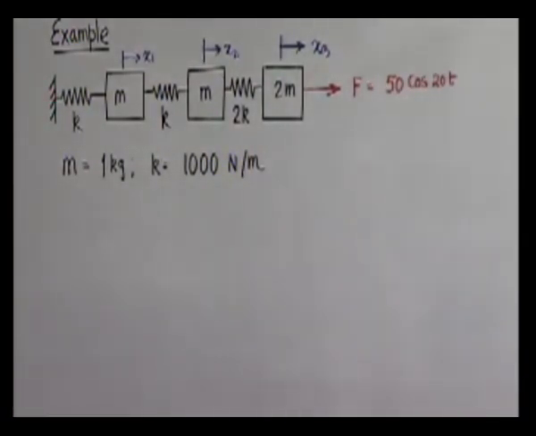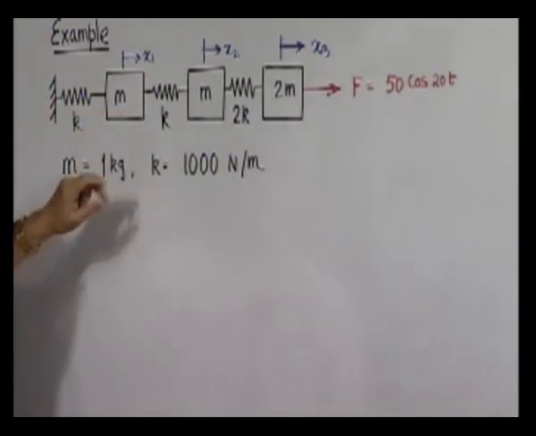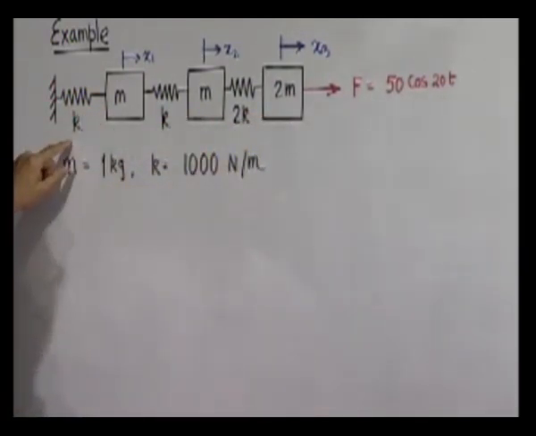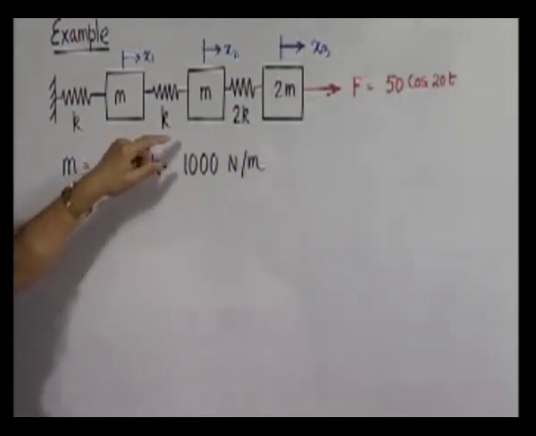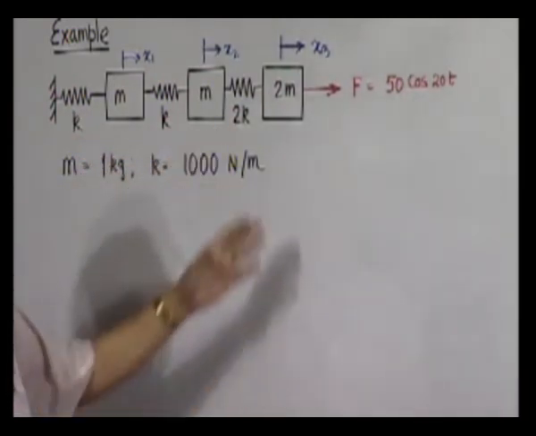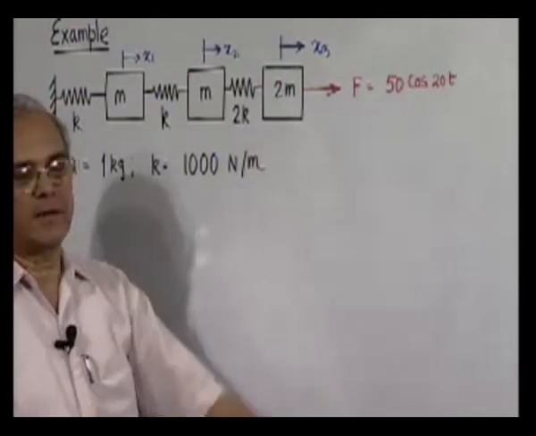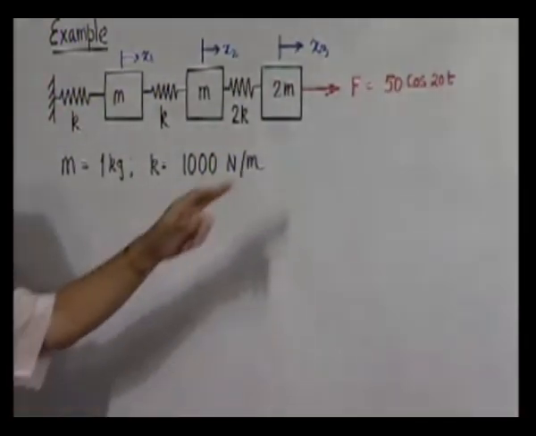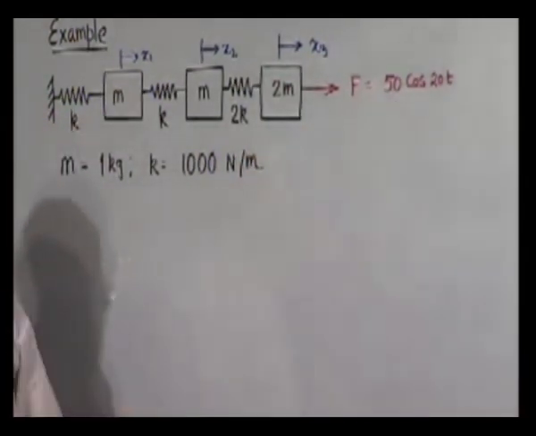So, this is the problem let us solve. There are 3 masses connected by 3 springs. This is 1 kg, this is 1 kilogram, this is 2 kilogram. The springs are 1000 Newton per meter, 1000 Newton per meter, and 2000 Newton per meter, and mass 3 is being acted upon by an external force which is 50 cosine 20t. So, forcing circular frequency is 20 radians per second, and the magnitude of the exciting force is 50 Newton.